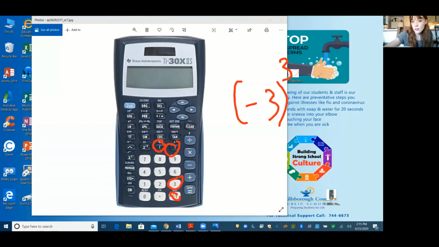Then you're going to use the same exponent button we used last week, which is this little arrow. And then to raise it to the 3rd power, you'll press 3 again. If you did that all correctly, you should have gotten -27. That is it for that. Cube roots are pretty similar. There's just one extra step.